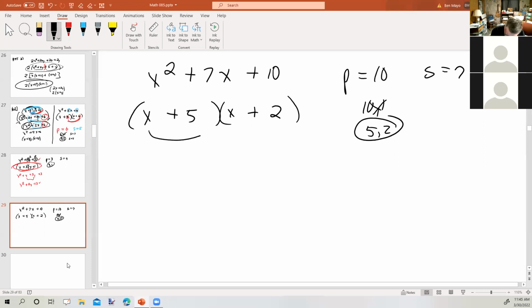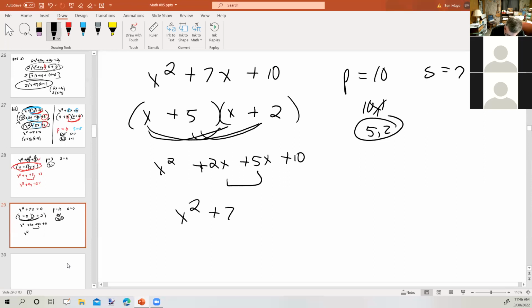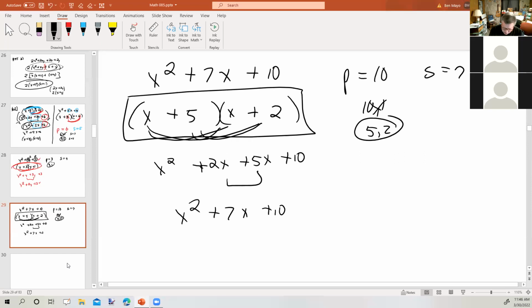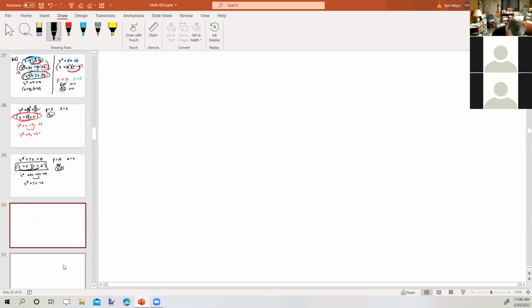Let's check our work. X squared plus 2x plus 5x plus 10, combining like terms, x squared plus 7x plus 10, and it checks. Any questions? Am I going too fast? We're okay? All right.